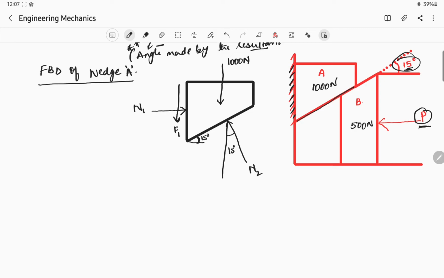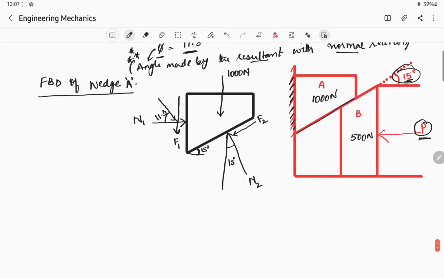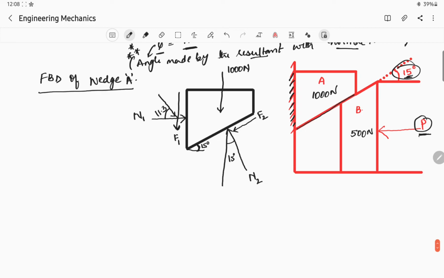Right, now the block B is moving in the left direction, so block A will try to move in the right direction, isn't it? So the frictional force will act opposite to it, that is, the frictional force will act in this direction, this will be F2, negative x direction. So what happens here, we'll be having a resultant, isn't it? Where will the resultant be acting? My resultant will act here. Okay, and this angle we have calculated, that is 11.3 degrees. 11.3 is the angle of friction.